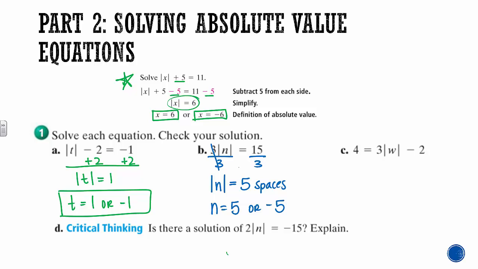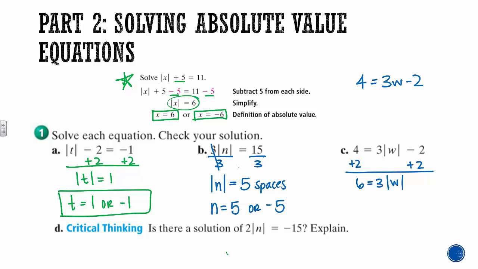Now this one's a little more work. We got two things going on here, but pretend that this was your equation. What would you do first? Well, hopefully you said add 2 to both sides. So we end up with 6 equals 3 times the absolute value of w.